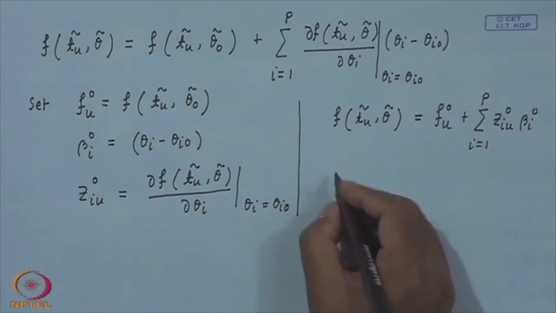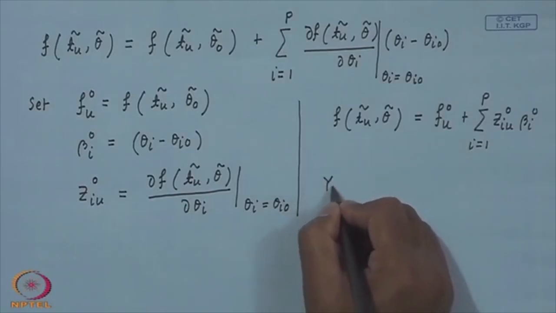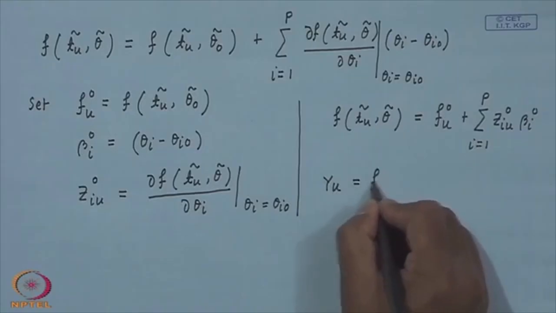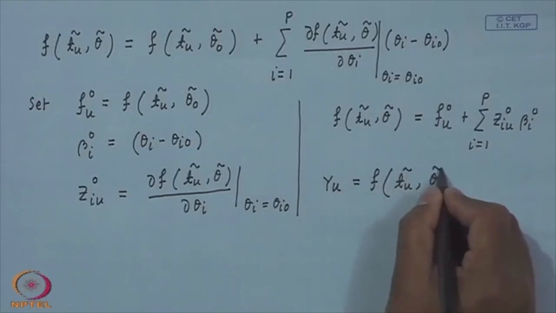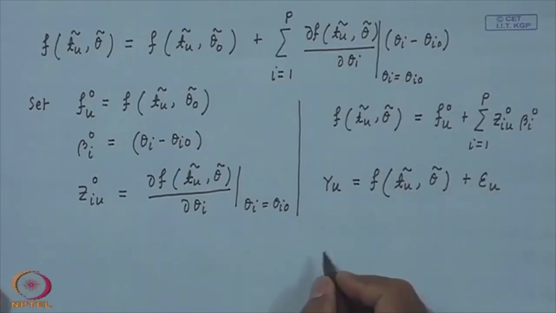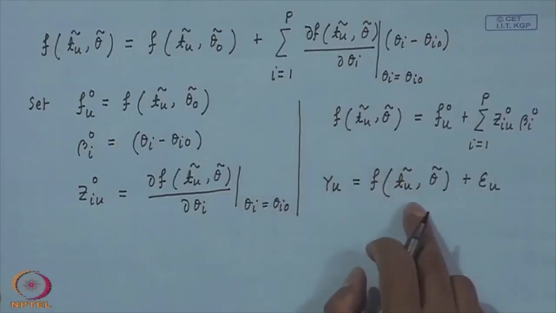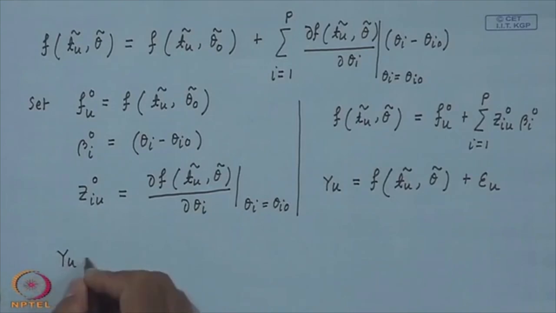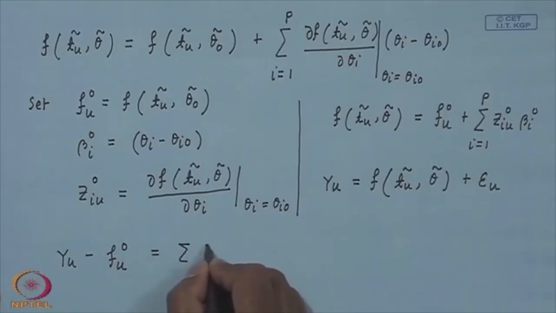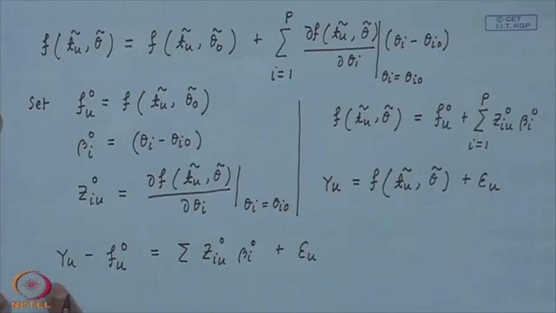Well, so my y_u, this is the model we started with, y_u was f(t_u, theta) plus epsilon_u. Now, if I plug this linear approximation of this nonlinear function here, what I will get is y_u minus f_u naught is equal to the sum of z_iu naught beta_i naught plus epsilon_u. So, now you can see that this is a linear model in beta. So, this is the same as the multiple linear regression model.